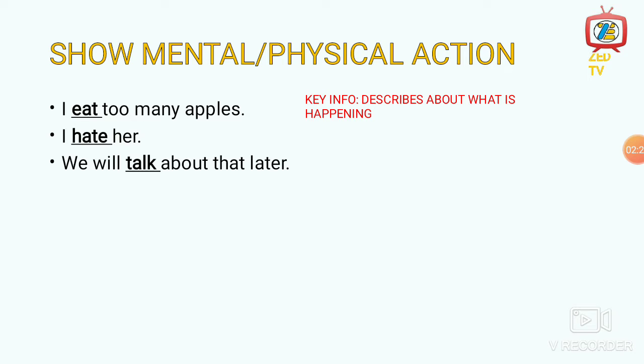Next, we also have action verb. This is the type of verb that we always use in our daily conversation. It shows action, whether mentally or physically. For example, I eat too many apples. I hate her. We will talk about that later. Alright, the key info here is that it describes about what is happening.